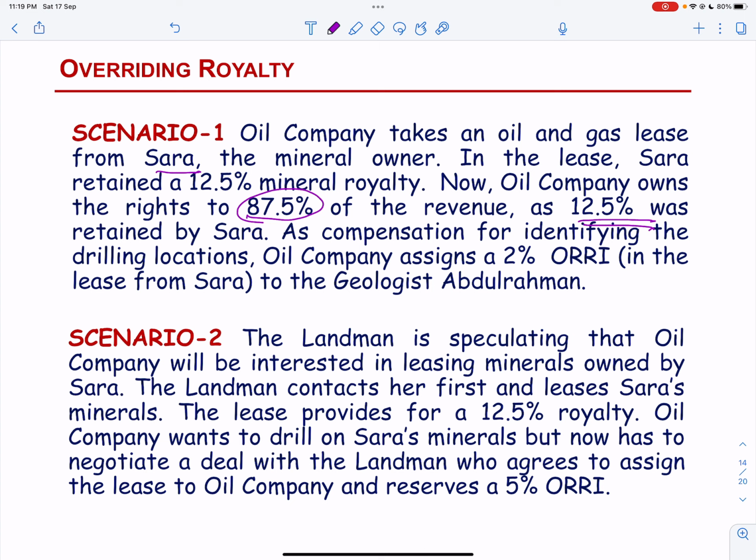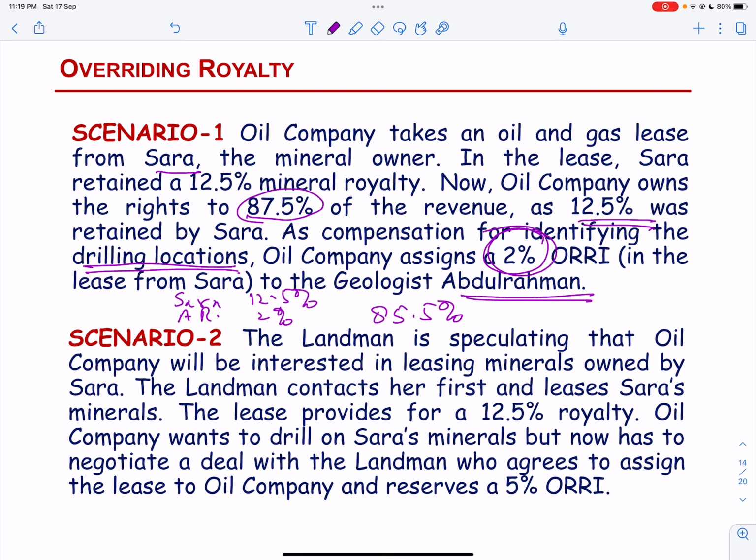As compensation for identifying the drilling locations, the oil company assigns a 2% overriding royalty interest in the lease from Sara to the geologist Abdul Rahman. So Sara is going to have 12.5% of the royalty interest, Abdul Rahman, the geologist, is going to have a 2% overriding royalty interest, and now the oil company is left with 85.5% of the net revenue interest.